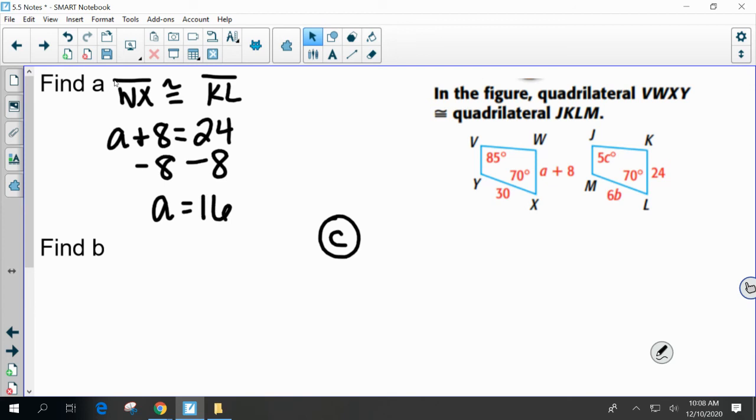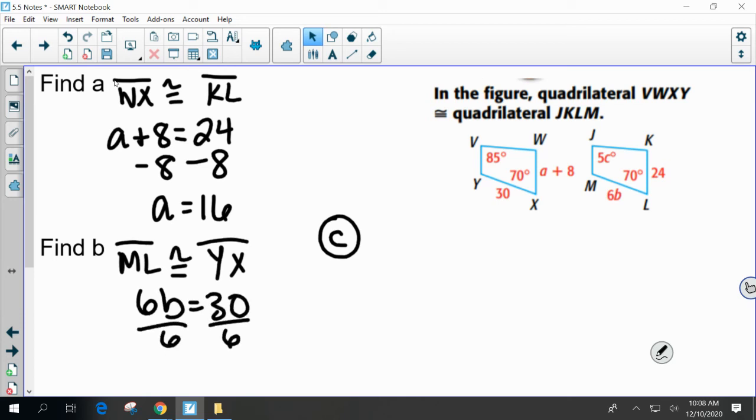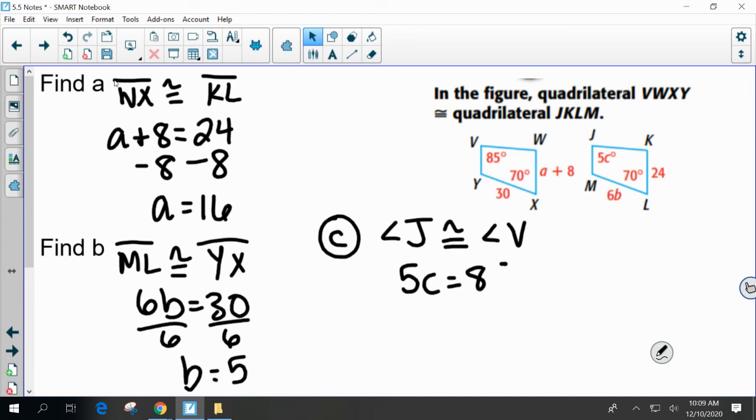Finding B is located on ML. So ML corresponds with YX. So 6B would equal 30. So I would have to divide by 6, and I would get B equals 5. And then C corresponds with angle J. And angle J is congruent to angle V. So 5C would equal 85. And I would divide by 5 and get 17 degrees.